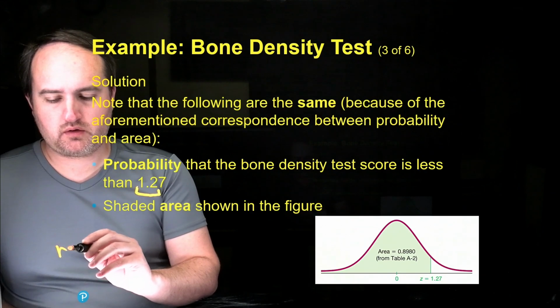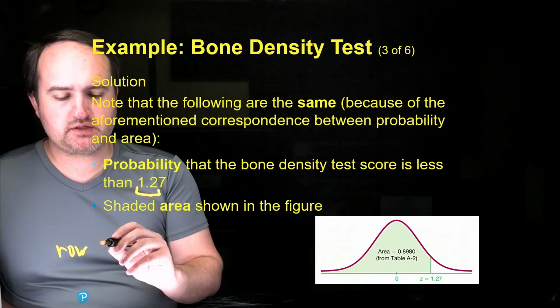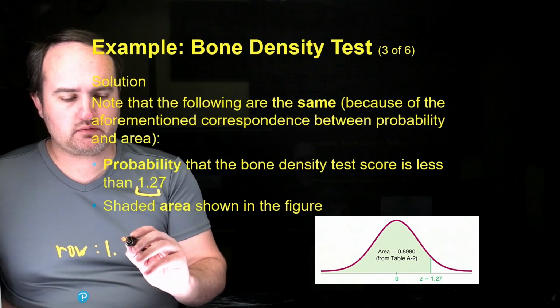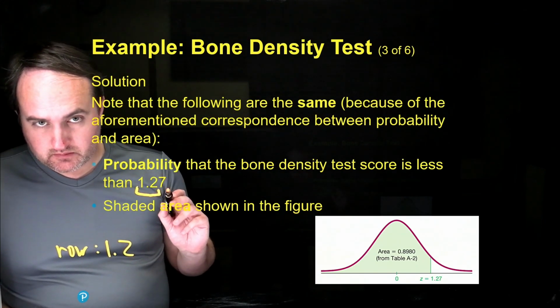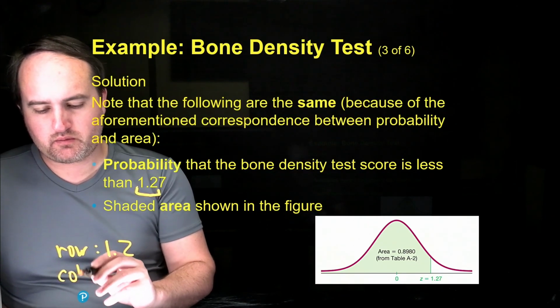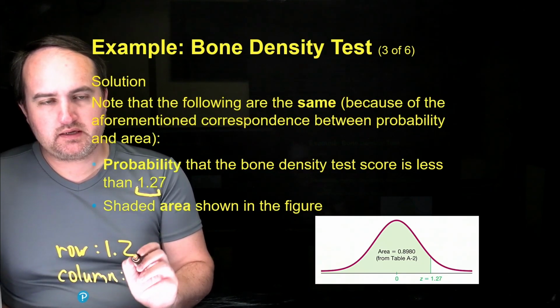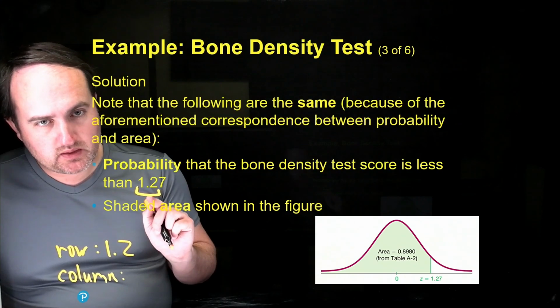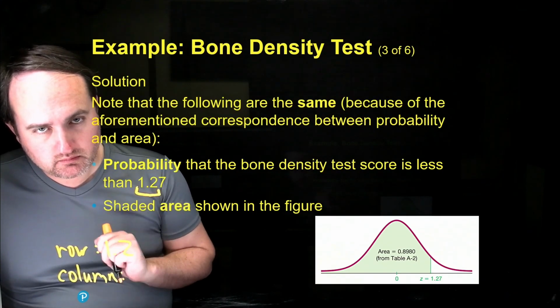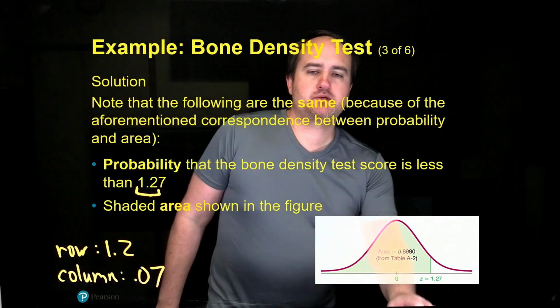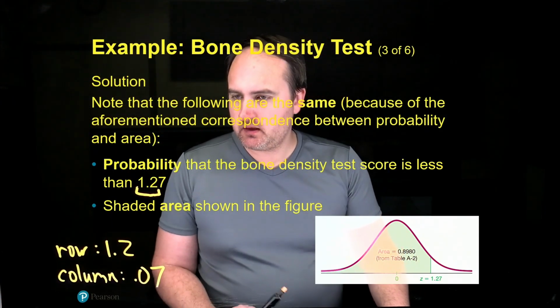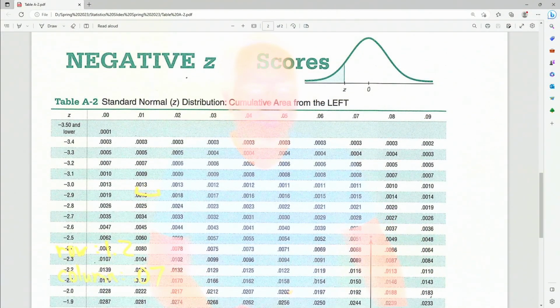So here the row would be the first 2 digits, 1.2. And then the column would be the last digit. Here the column would be not just 7, but 0.07. The column is 0.07. All right, so let's look at that table again and see how this works. So row is 1.2, column is 0.07.